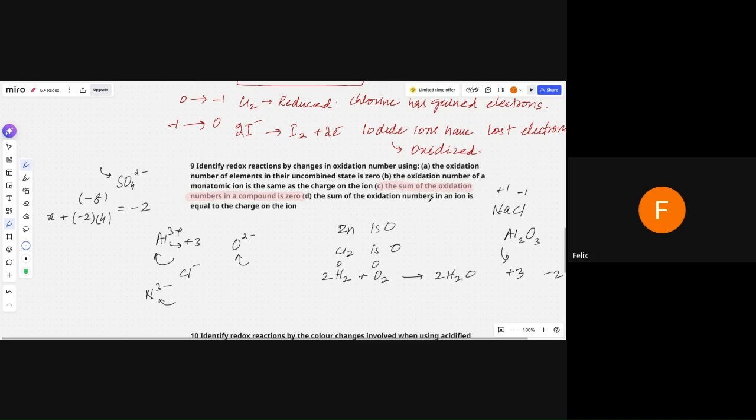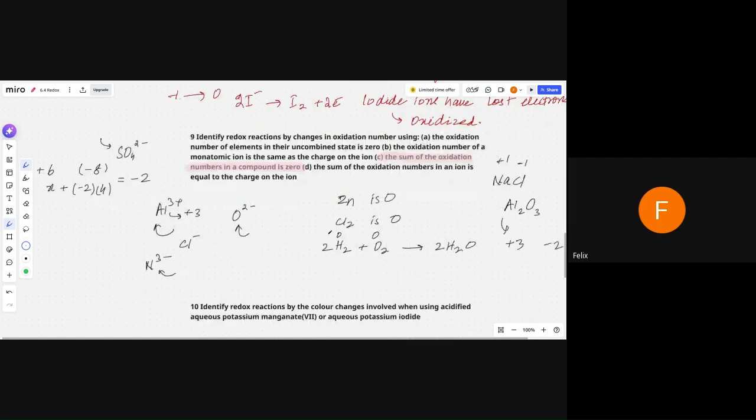This is what it means: the sum of the oxidation numbers in an ion is equal to the charge on the ion. So X will be +6, because +6 plus -8 gives -2. So the oxidation state of sulfur in SO4 2 negative is +6. This is how you figure out the oxidation number of polyatomic ions. Now we move on to the next one.